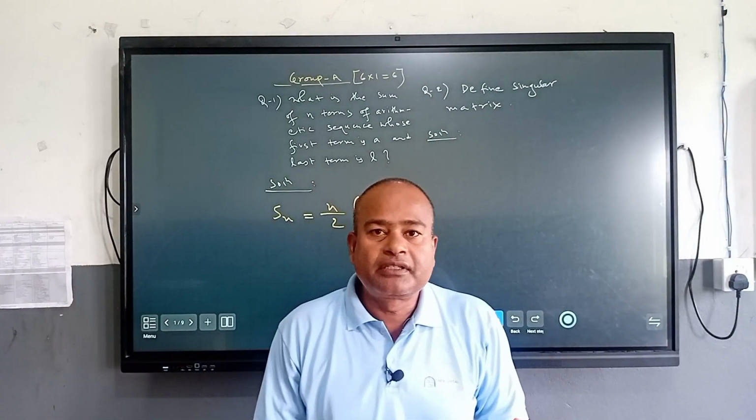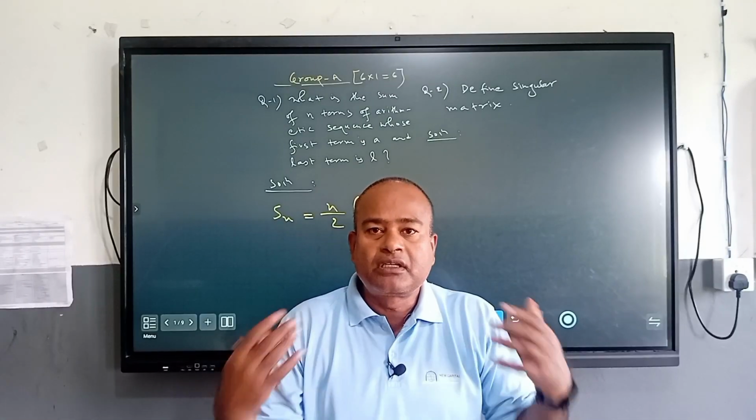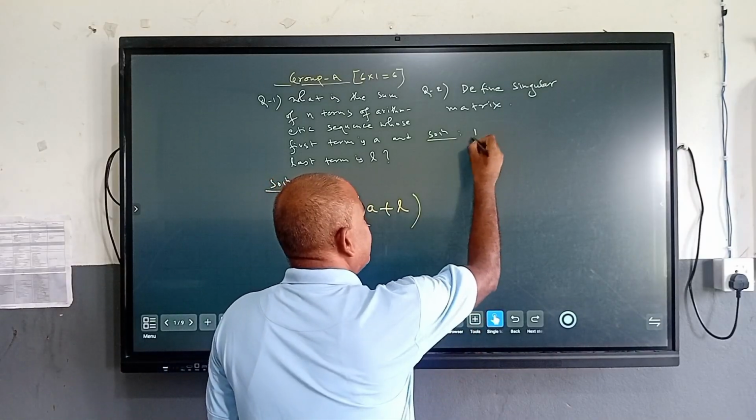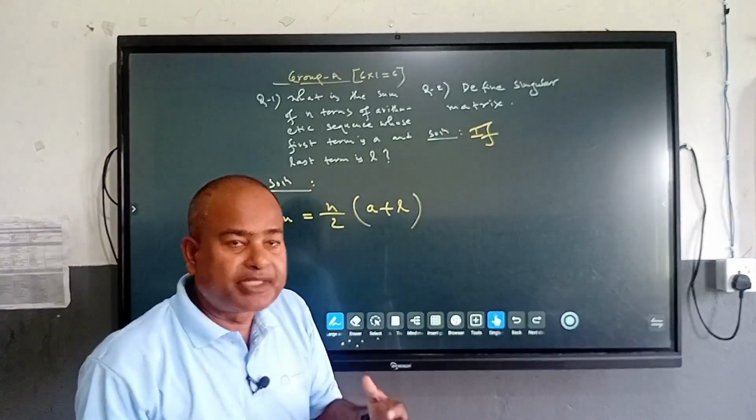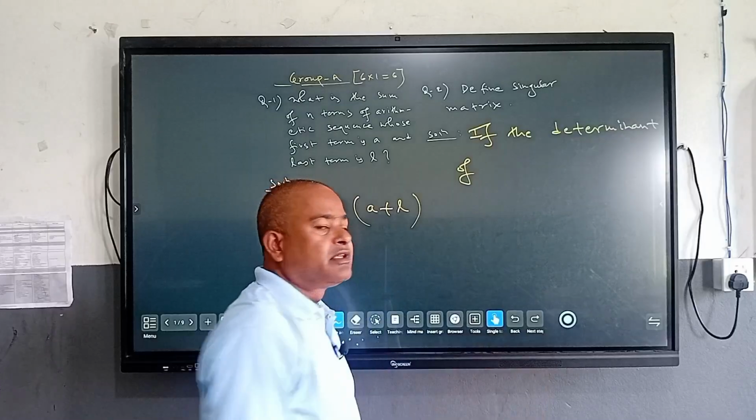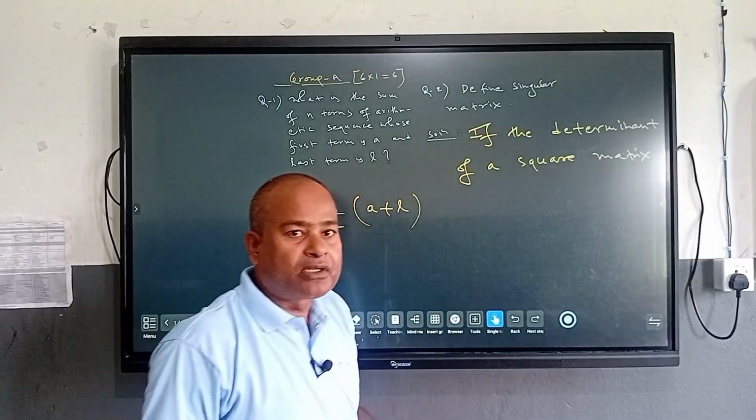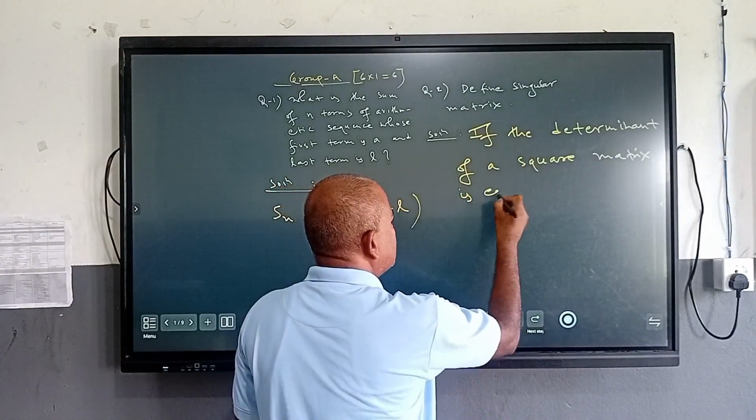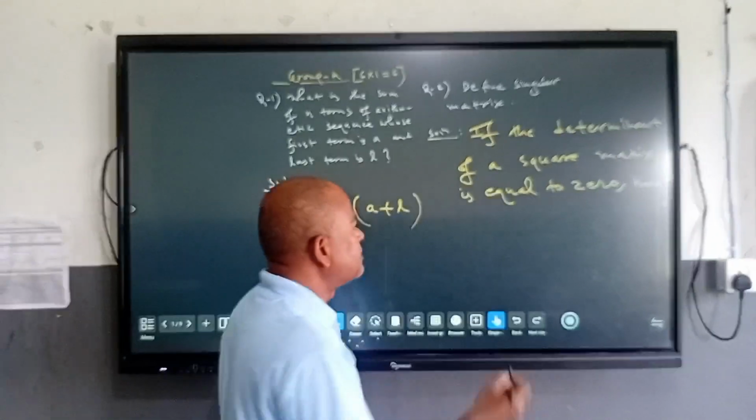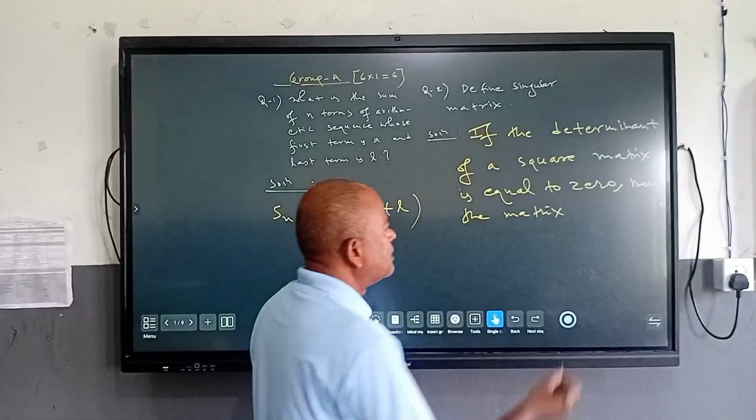Dear students, if the determinant of a square matrix is equal to 0, then the square matrix is called a singular matrix.